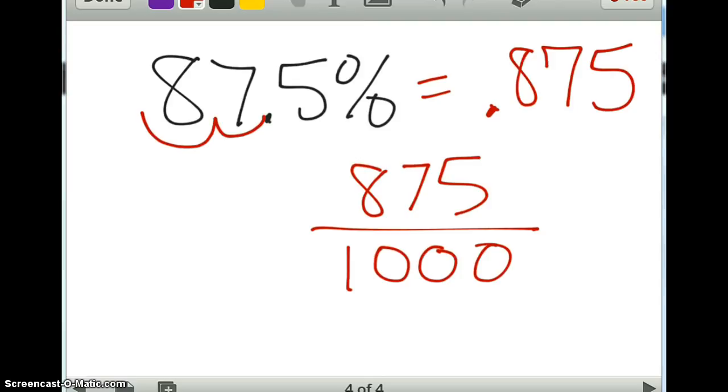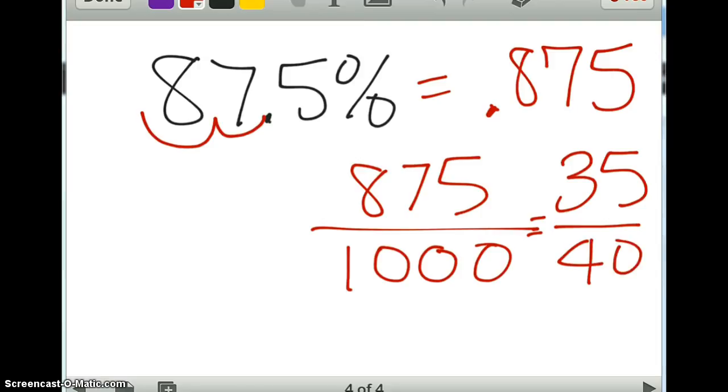And I'm going to kind of think in quarters. So if I had $8, that would be 32 quarters, 33, 34, 35. So this is going to be 35. Then how many times does 25 go into here? That would be 40. Am I done? I am not done. What goes into both 35 and 40? Yeah, 5 does. So my final answer comes out to be 7/8.